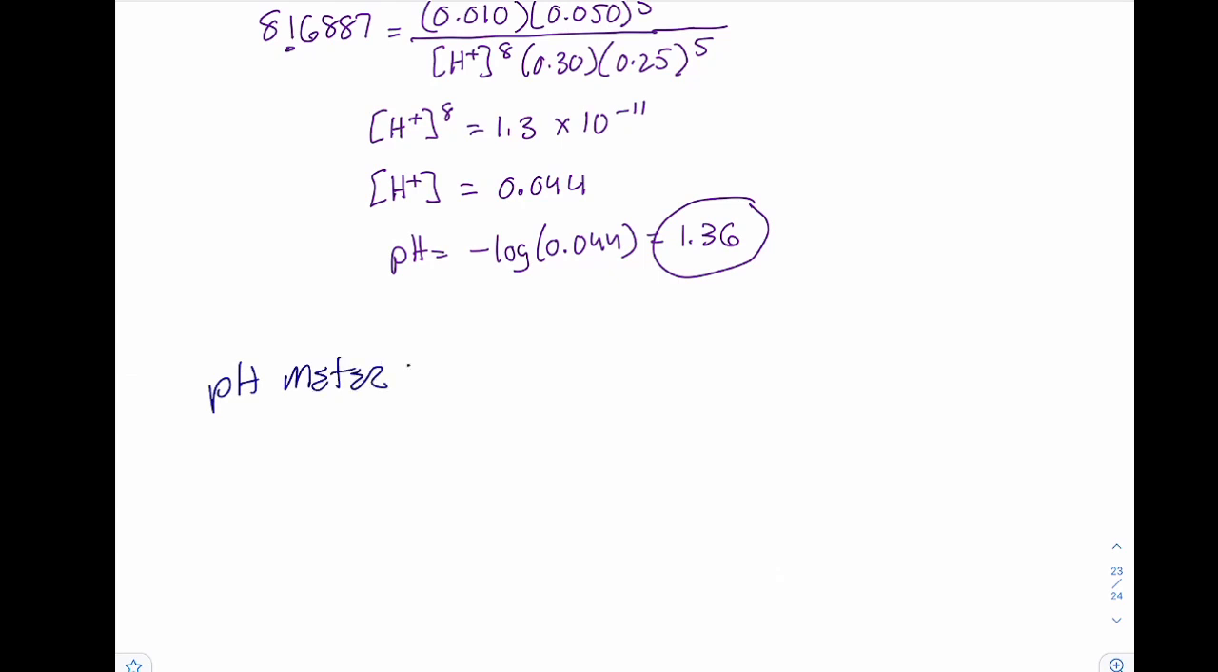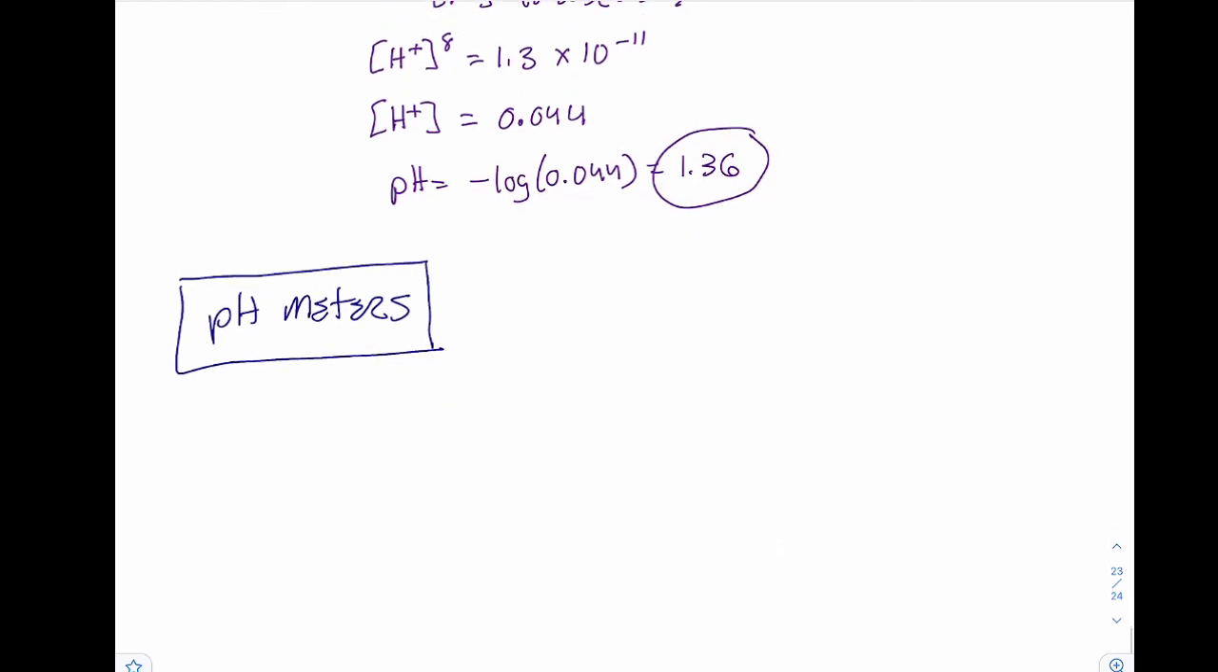What we're going to talk about next are pH meters. So if you were in lab and you had a solution and you wanted to determine the pH of it, one of the ways to do that is to use a pH meter. With a pH meter, you actually have a probe that you put into your solution and then it measures the pH for you. So it'll give you a readout of its pH. And pH meters are really just an application of the Nernst equation.